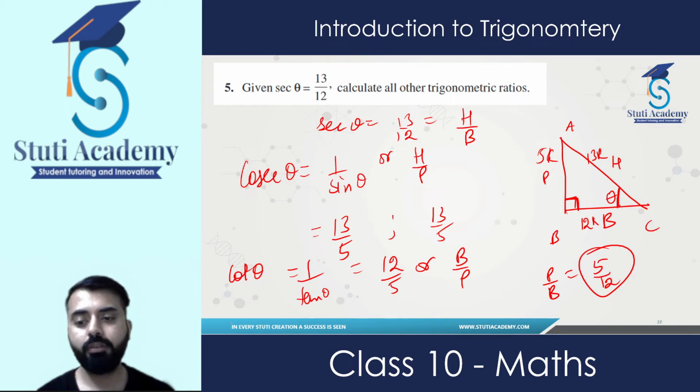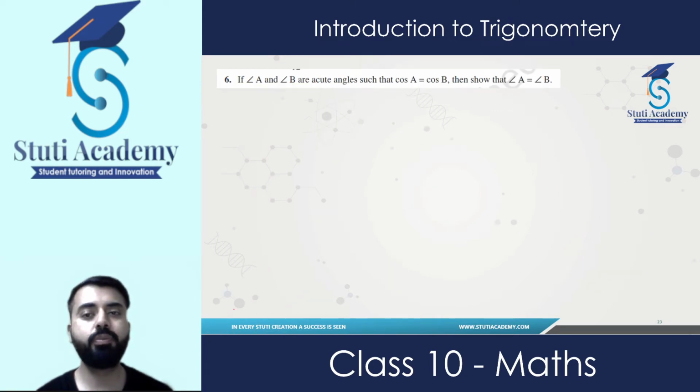Now let's see what we have next. It is this one. If A and B are acute angles such that cos A is equal to cos B, it is given to me that cos A is equal to cos B, I have to show that angle A is equal to angle B.